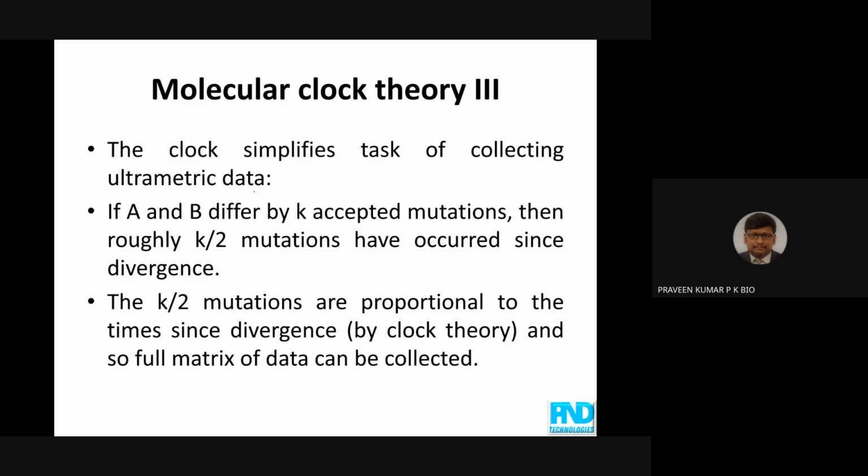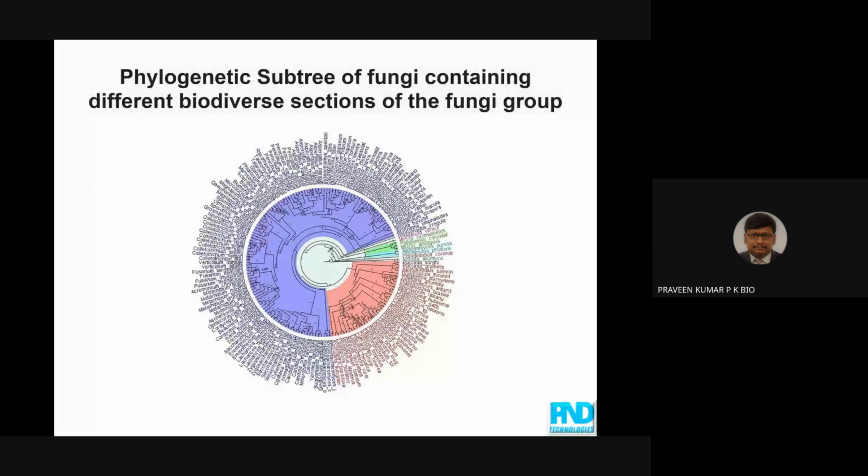And now molecular clock theory 3. According to this, it is again a modified version of clock theory 2. If A and B differ by K accepted mutations, then roughly K by 2 mutations have occurred since divergence. Then K by 2 mutations are proportional to the time since divergence. So instead of K accepted mutations, here we understand that K by 2 mutations are followed. Okay, this is molecular clock theory 3.